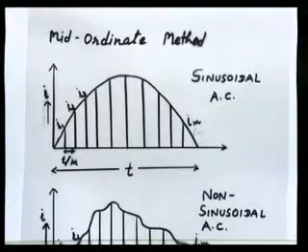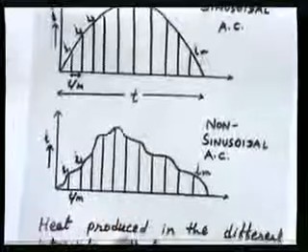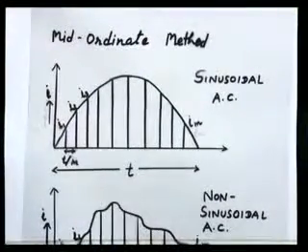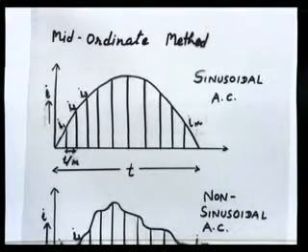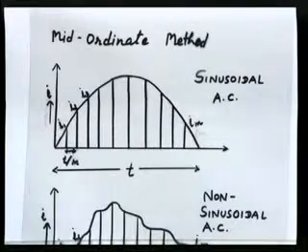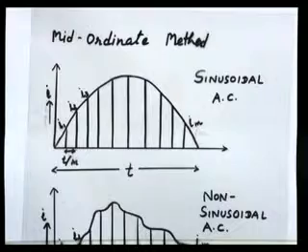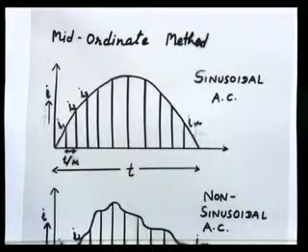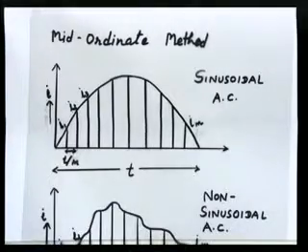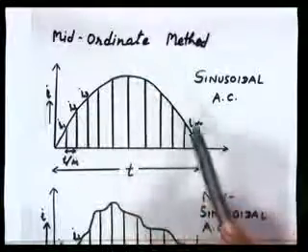Mid-ordinate method is applied for sinusoidal AC as well as for non-sinusoidal AC. Now as we discussed earlier, to find the RMS value, you have to compare the amount of heat produced by the alternating current with the amount of heat which is produced by the direct current. So to obtain the RMS value using mid-ordinate method, first of all consider any waveform. This is a sinusoidal waveform.